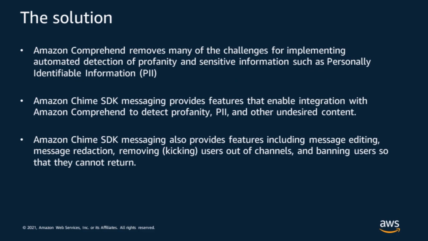So how are we solving this challenge? Amazon Comprehend removes many of the challenges for implementing automated detection of profanity and sensitive information, such as personally identifiable information. While Amazon Chime SDK messaging provides features that enable integration with Amazon Comprehend to detect profanity, PII, and other undesired content. Amazon Chime SDK messaging also provides features including message editing, message redaction, removing or kicking users out of channel, and banning them so they cannot return.